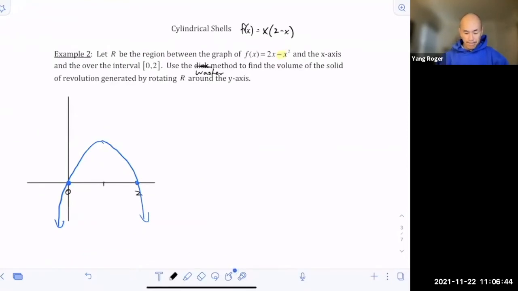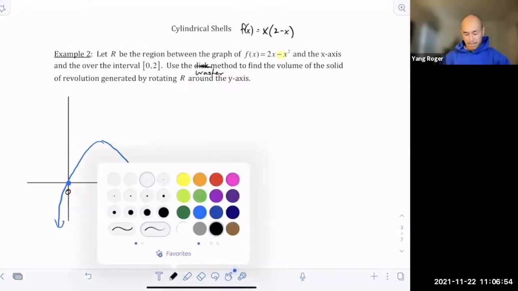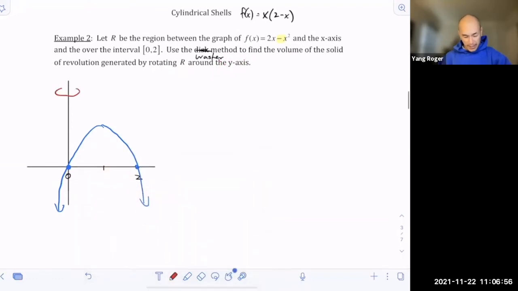So I think we're supposed to use the washer method to find the volume of the solid of revolution generated by rotating about the y-axis. So I come over here. Here's my y-axis. Step 1. Chop up parallel.